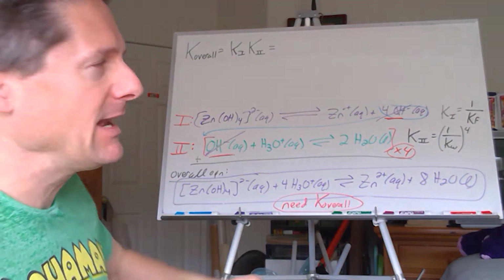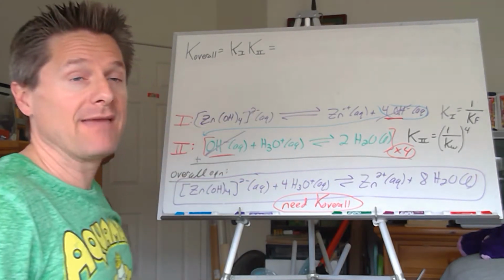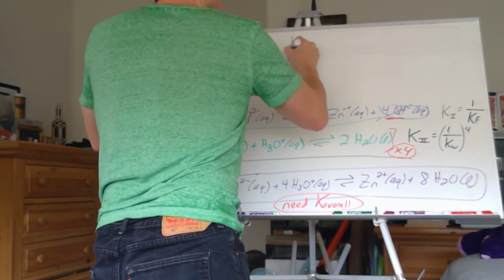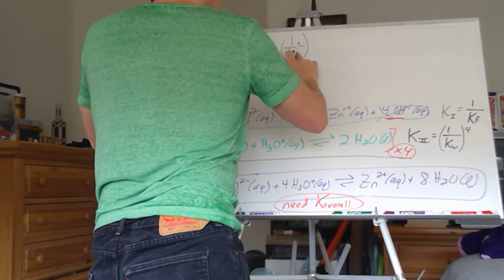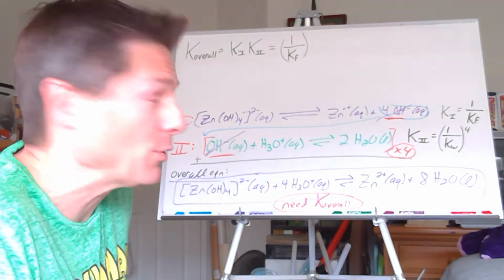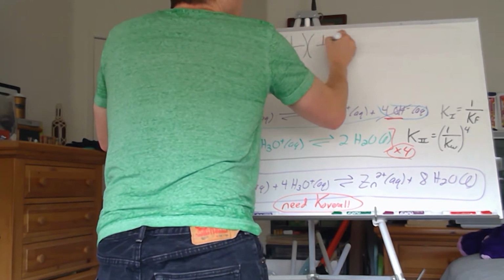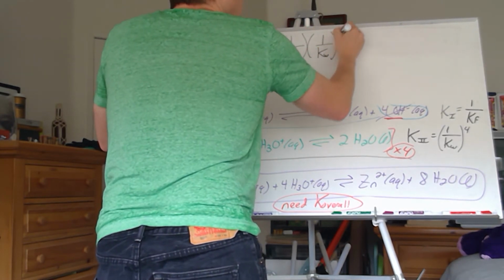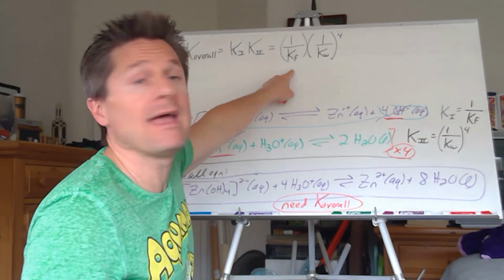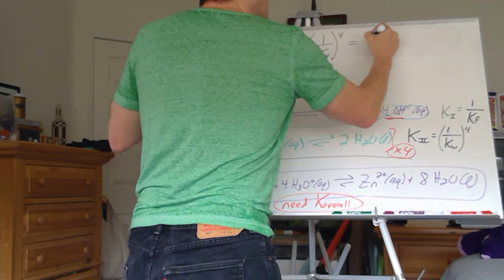All right, have you done it? So remember our rules. If we're adding these two equations together, we multiply the K value. So what's K1? It's the inverse of the formation constant for that. We can look that up. K2 is the inverse of the autoionization of water to the 4th power. Or you could go Kf to the minus 1 times Kw to the minus 4. You could go like this.